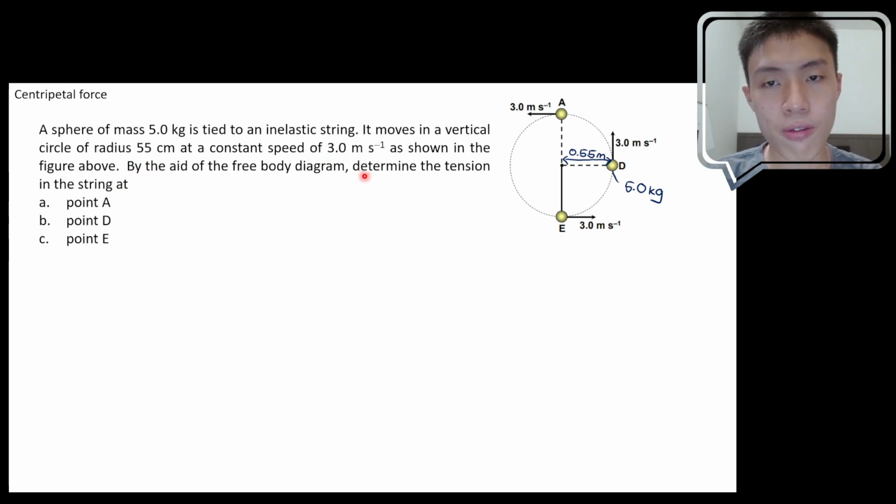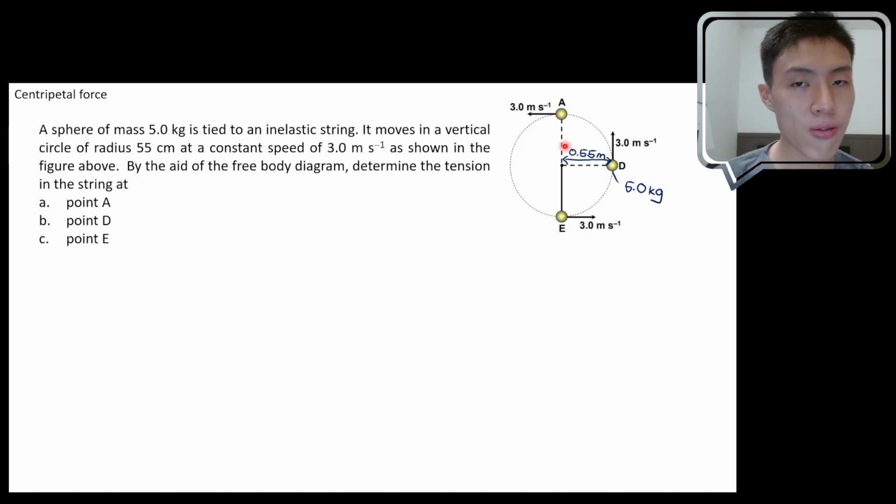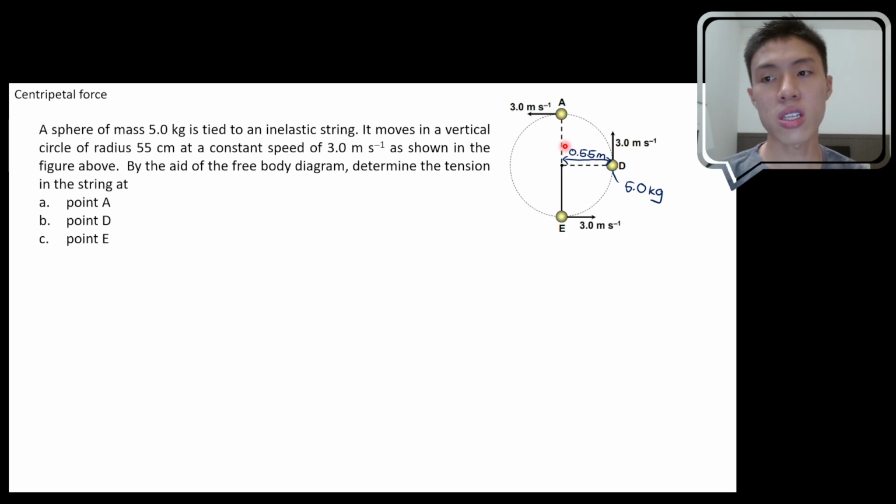By the aid of the free body diagram, so you need to sketch a free body diagram for this question, determine the tension in the string at point A, point D, and point E. I think you're able to deduce that at points A, D, and E, all 3 points will have different free body diagrams because the tension is pointing in different directions. So for each question, you need to sketch a new free body diagram, and based on the free body diagram, you determine the tension in the string.